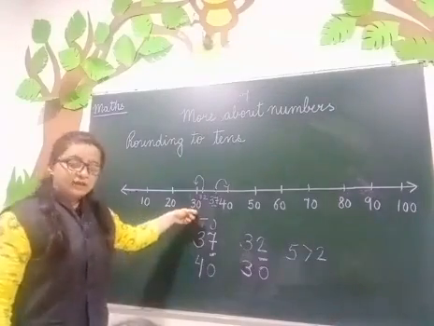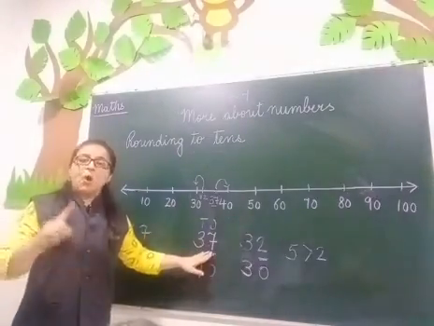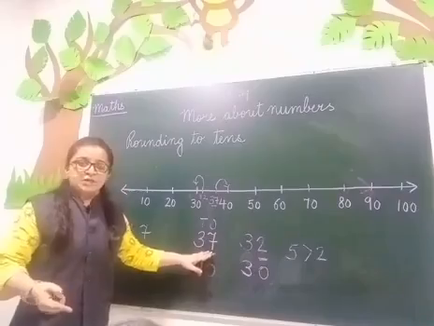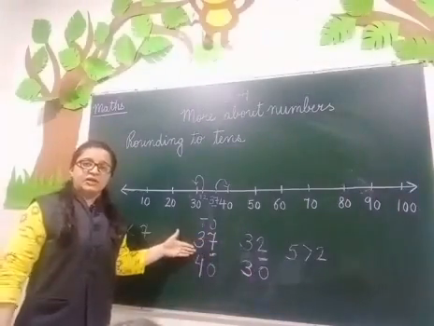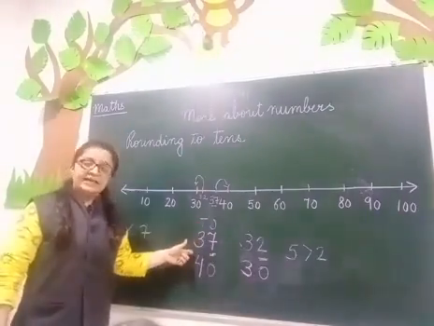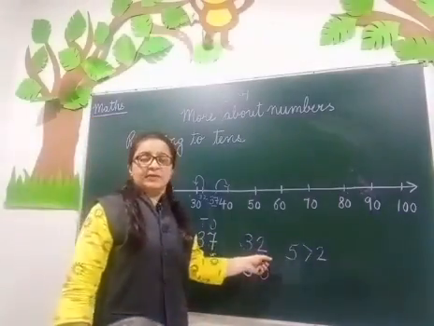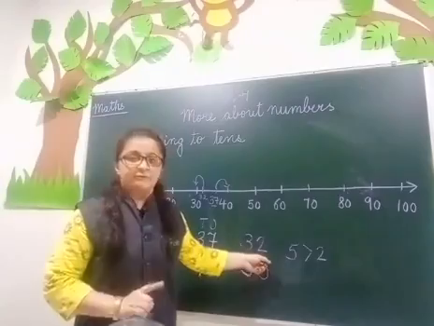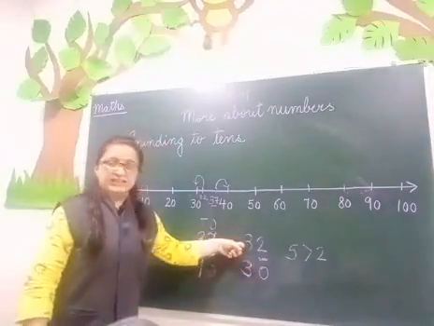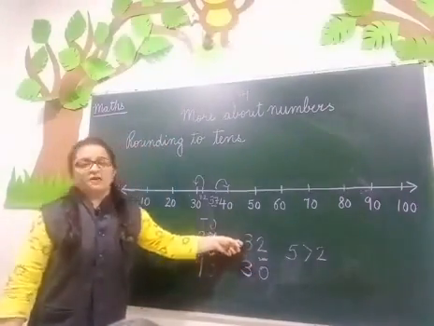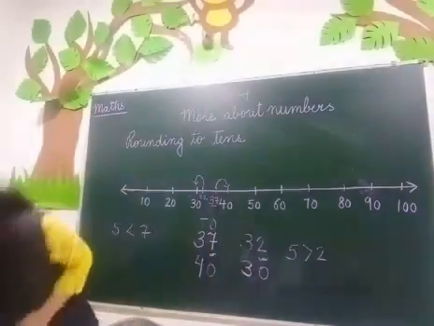If the digit at the ones place is 5 or greater than 5, we write the 0 over here and add 1 to the digit at the tens place. And if the digit at the ones place is less than 5, we write 0 at the ones place and the digit at the tens place remains the same. Let us take a few more examples.